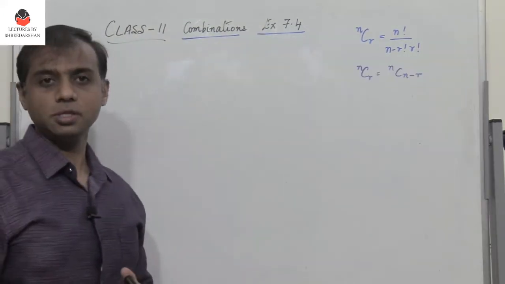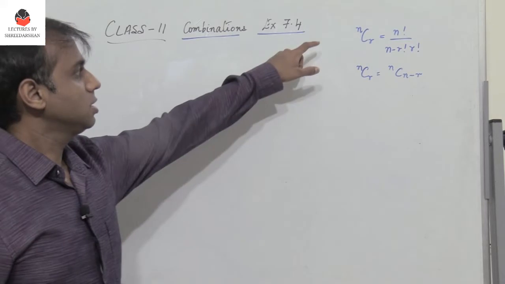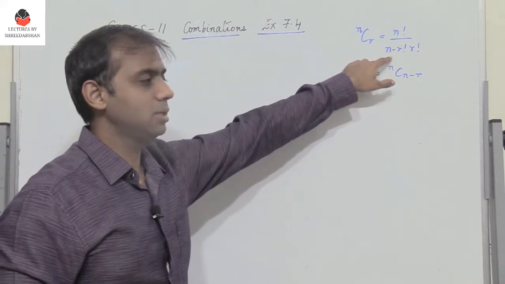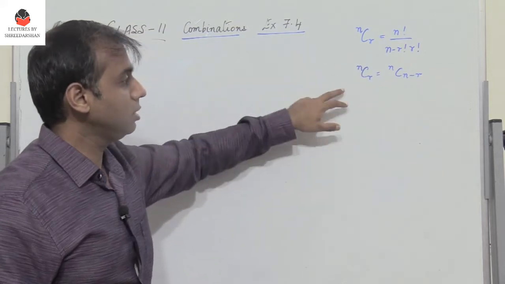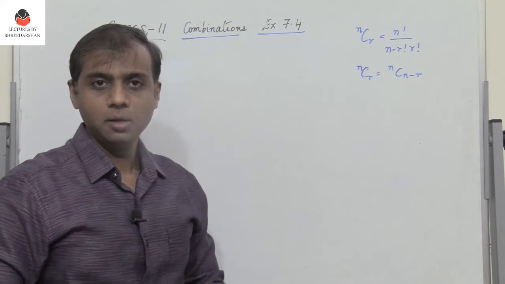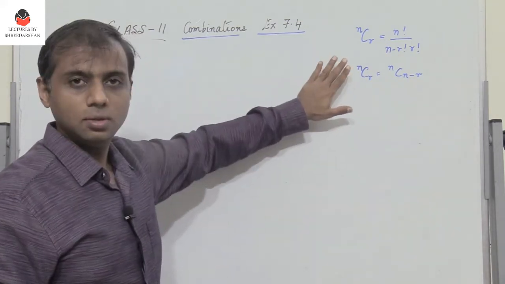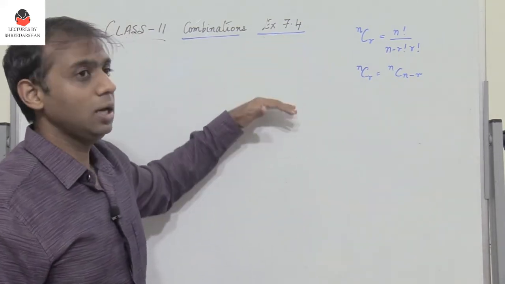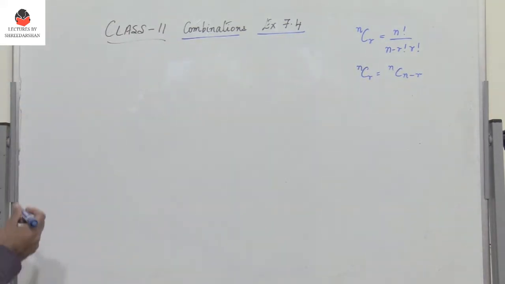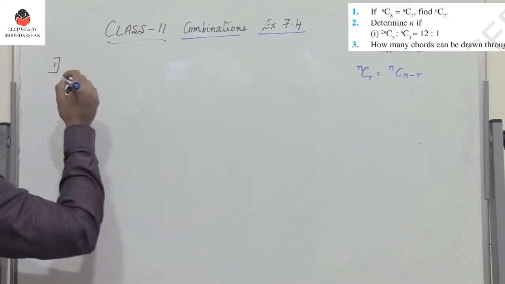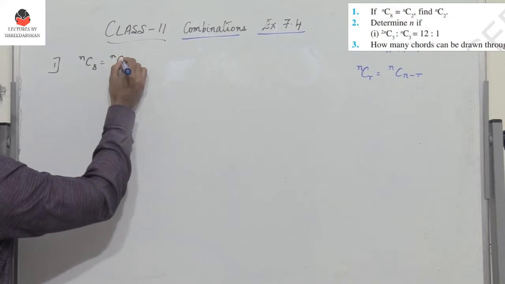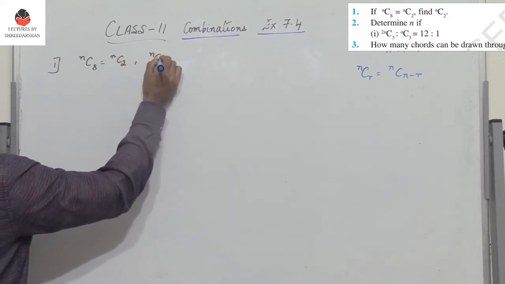Now there are 2 expressions which you need to remember. One is nCr equals n factorial divided by (n minus r) factorial into r factorial. The other expression is nCr is also equal to nC(n minus r). So we have to use these 2 formulae and solve the problems given in exercise 7.4. So let's solve the first one. If nC8 equals nC2, find nC2.